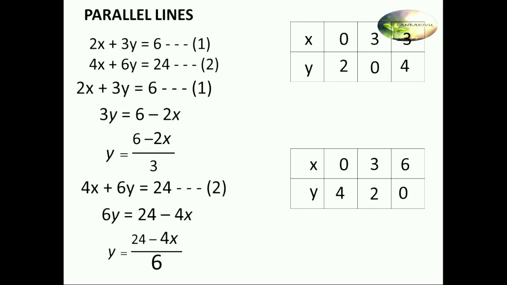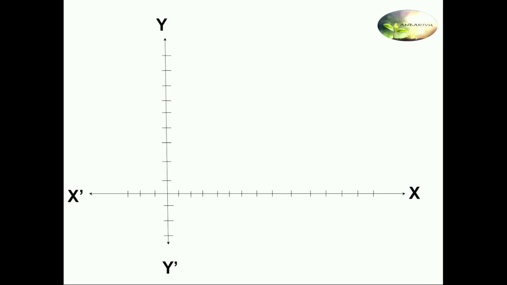Now let me plot the values on the x-axis and y-axis. Our first point is 0, 2. 0, 2 lies on the y-axis. Then 3, 0 lies on the x-axis. Then minus 3, 4. Minus 3 should be seen on the x-axis, 4 on the y-axis. Then draw a straight line through the ordered pairs.